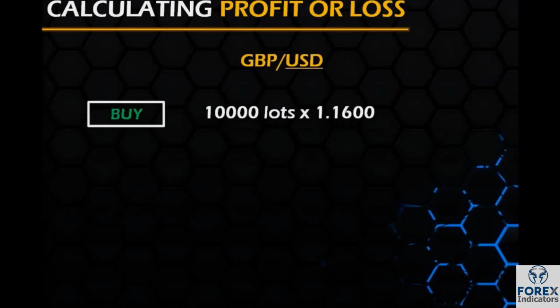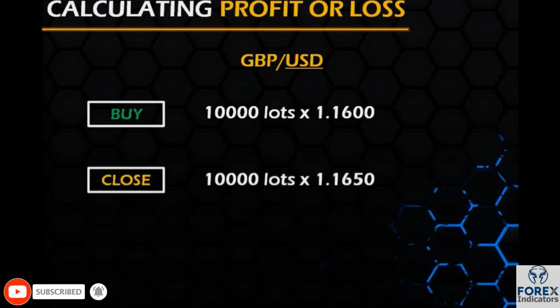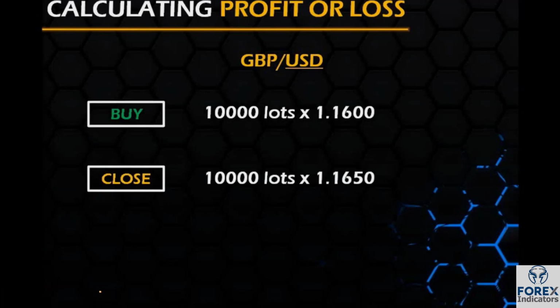So for example, you buy 10,000 lots of the GBP USD at 1.16. We're looking into this practically now. And then you close those 10,000 lots at 1.165. That means that there was 50 pips in movement, and each pip equals $1. So that's 50 pips times $1 equals $50 profit.